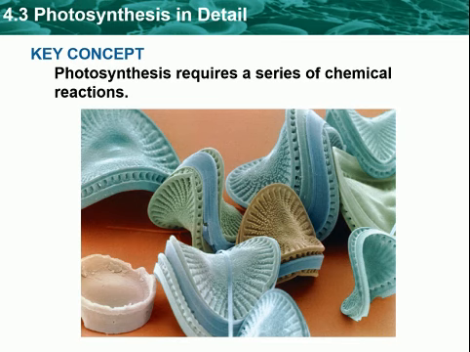Chapter 4, Section 3, Photosynthesis in Detail. Key concept: Photosynthesis requires a series of chemical reactions. Main ideas: The first stage of photosynthesis captures and transfers energy. And the second stage of photosynthesis uses energy from the first stage to make sugars.